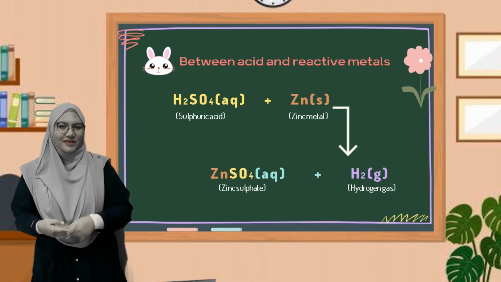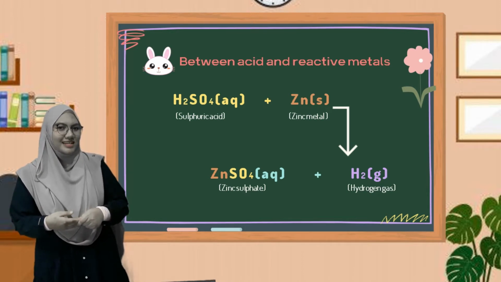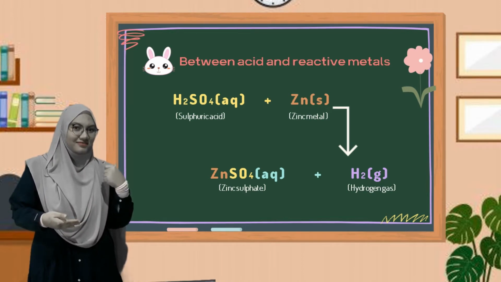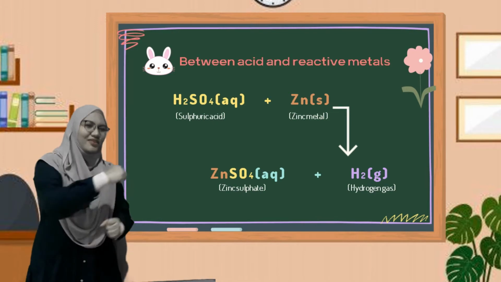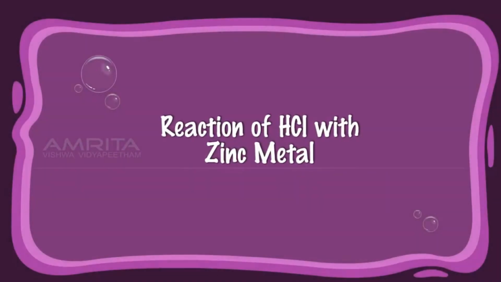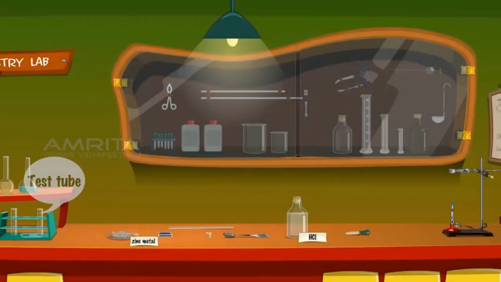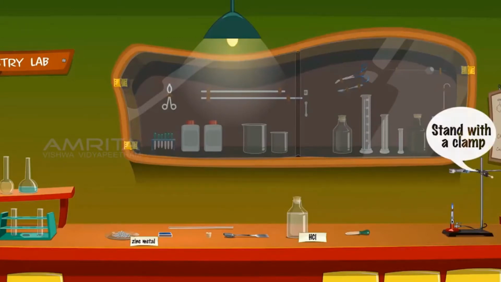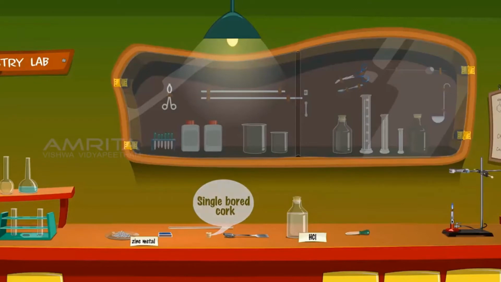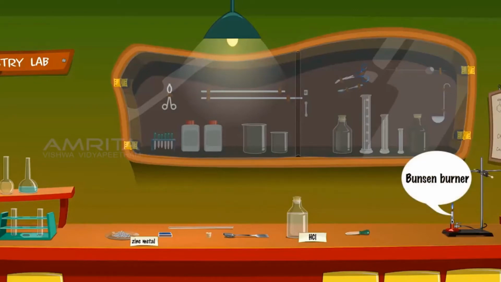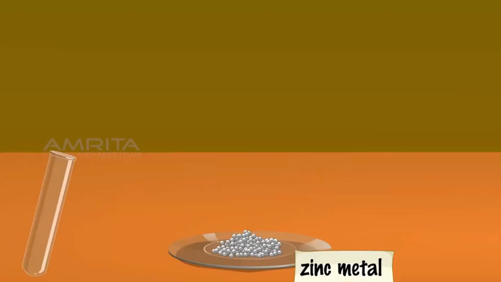Do you guys want to see an experiment regarding this reaction? So, let's watch together, okay? Reaction of HCl with zinc metal. We require a test tube, a small piece of zinc metal in a dish, a spatula, HCl solution, a dropper, a stand with a clamp, a single bore cork, a jet tube, Bunsen burner and a matchbox.